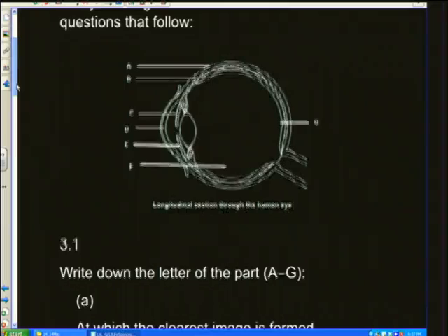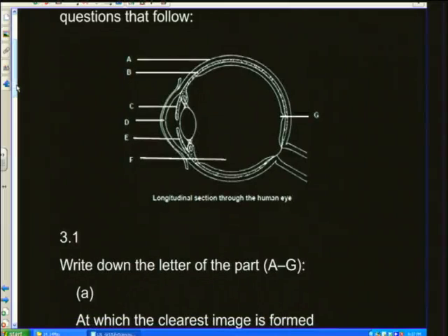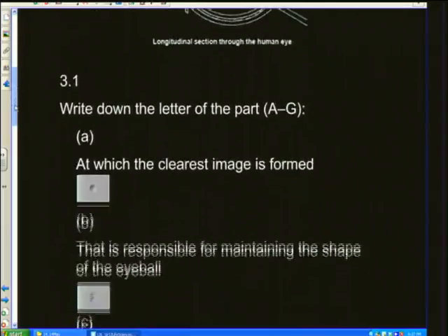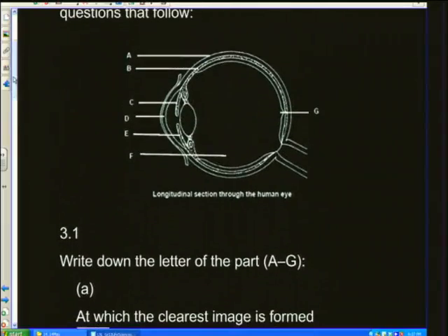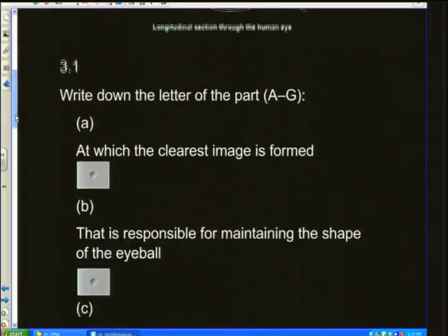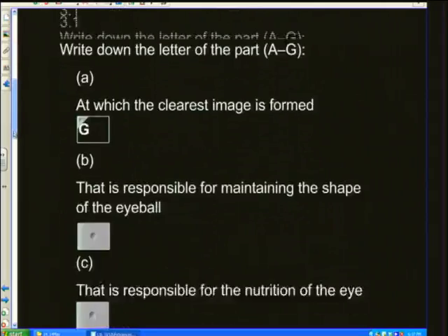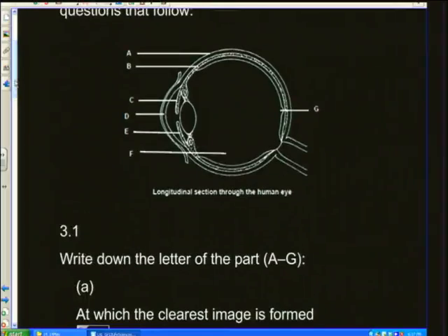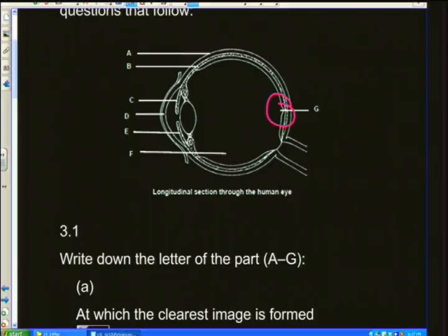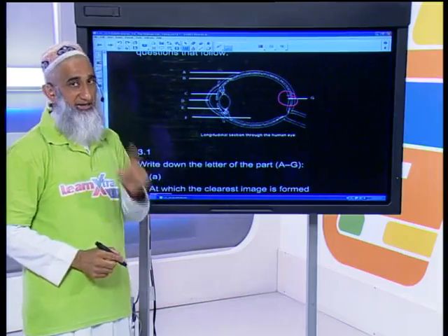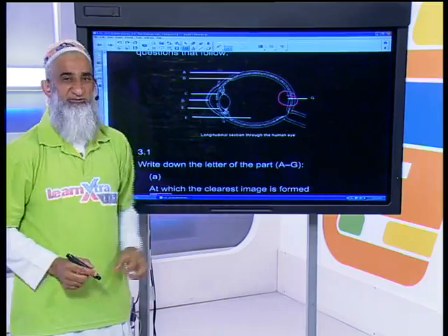Okay, study the diagram below and answer the questions that follow. Write down the letters of the parts A to G where the clearest image is formed. In this diagram, where is the clearest image formed? G. Good, that's correct. Why G, by the way? On the retina they have rods and cones. But what do we call this area? The yellow spot. And in this area, they have the most cones, and therefore it's the part of acute vision. Acute meaning the sharpest image is formed there.